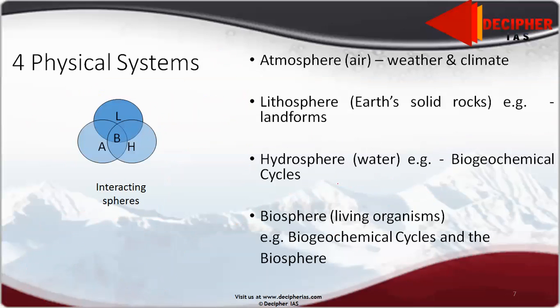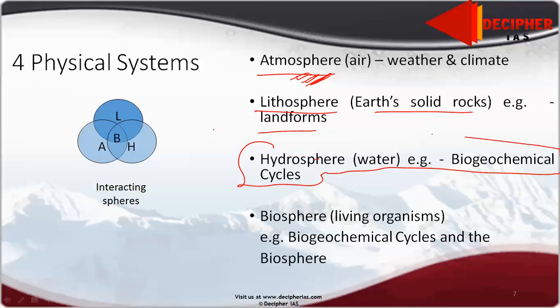So moving forward, the 4 physical systems or 4 realms of Earth we are going to talk about now. The 4 realms of Earth are atmosphere, that is all the gases included in it, and it has various parts that we are going to deal with in future lectures. The other one is lithosphere, the solid Earth's crust mainly, and landforms on it constitute the lithosphere. Hydrosphere is everything that is related to water: oceans, rivers, lakes, glaciers also come under hydrosphere.